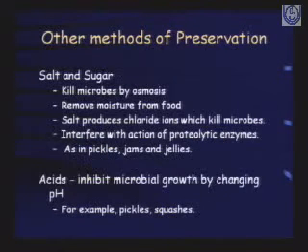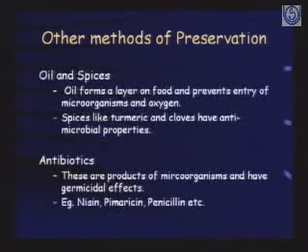Then salt and sugar, for example in jams, jellies, squashes, here we use sugar to prevent microorganisms, and in pickles we use salt. Then acid, as in pickles and squashes, also prevents growth of microorganisms. Oils and spices are used in pickles, you may have seen this, they also prevent microbial growth, and antibiotics are used in products like meat and sometimes in fish and seafood.